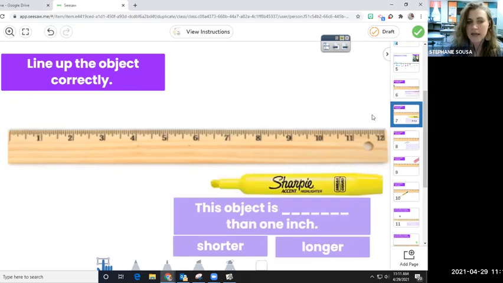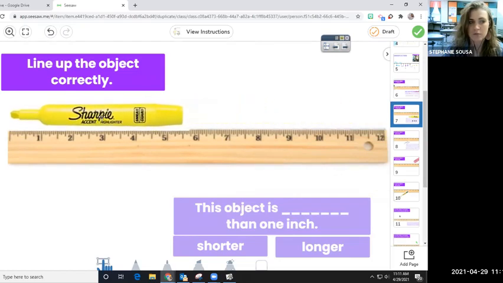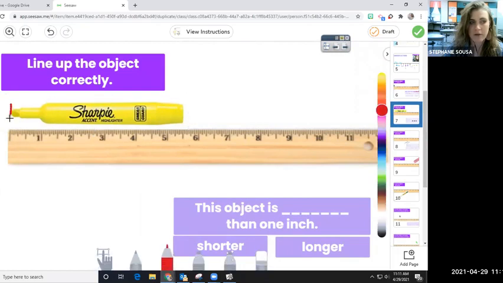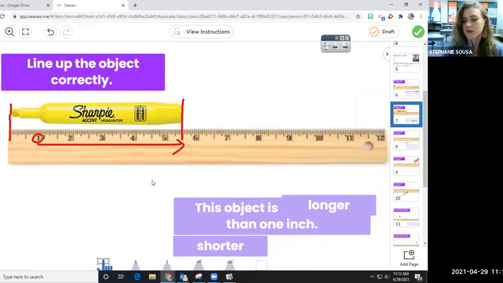Let's take a look at slide 7. Line up the object correctly. Here's our object. It's already pretty straight for us. I'm going to bring it over here. I'm going to check that I have lined up the tip of that marker with my 0, and I have. And I can see that it is all the way out here. The question is the object shorter than 1 inch or longer than 1 inch? Well, here's 1 inch. This is way longer. So let's grab that longer and place it on the line. This object is longer than 1 inch.